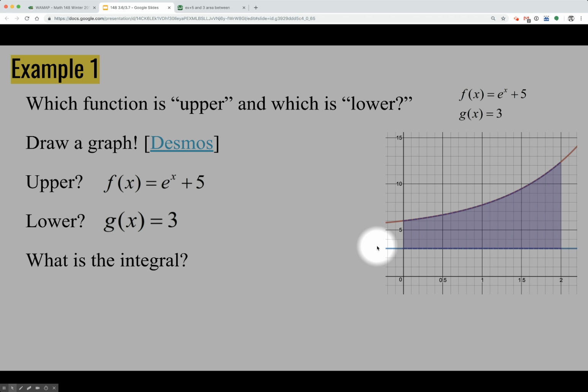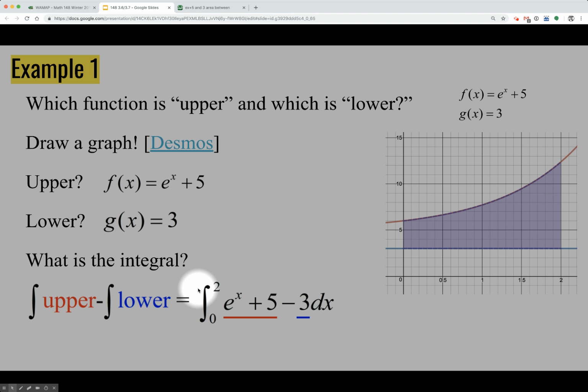And the lower function, of course, is the constant function g of x equals 3, which is this blue line. So the integral that we're going to compute is going to basically look like the integral of the upper function minus the integral of the lower function. So we're taking e to the x plus 5 as the upper function minus the lower function, which is the constant function 3, dx. And again, dx is required.